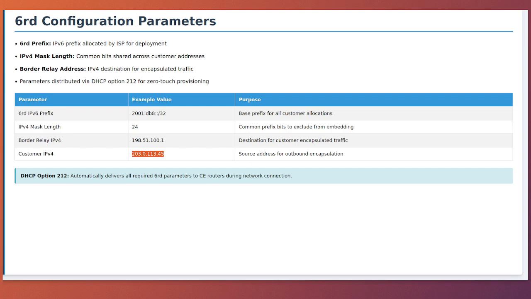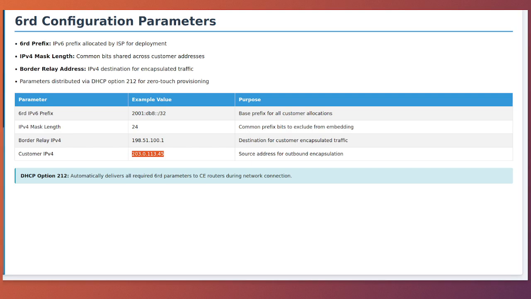The third essential parameter is the border relay IPv4 address. This tells the CE router where to send encapsulated IPv6 packets. The border relay is the PE router that will decapsulate the packets and forward them to the native IPv6 internet.